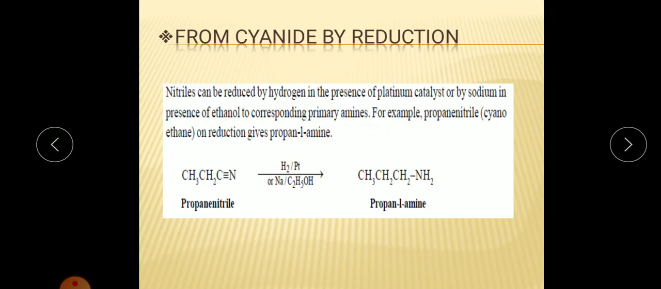Over here we have taken propane nitrile, or we can say ethyl cyanide. This, on reaction with hydrogen in the presence of platinum or sodium in ethanol, is going to form propan-1-amine. That means the C triple bond N group will be reduced, the C to CH2 and the N to NH2, so it will form propan-1-amine.